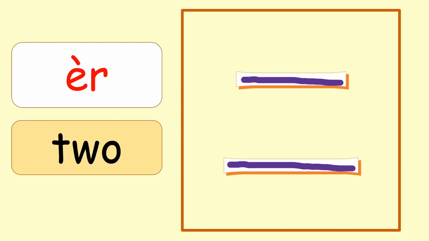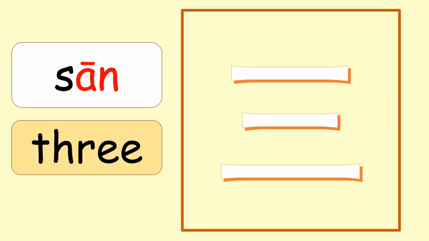And it should be balanced when you put these 2 lines. And keep a little space between the 2 lines. R. What about sun? Sun is number 3. There are 3 lines. Notice the space and the length of each line.